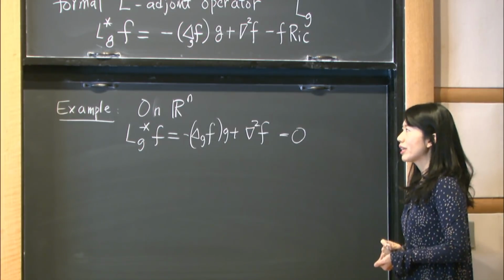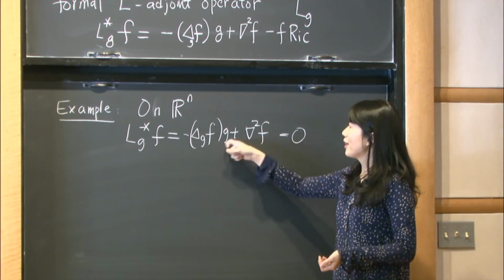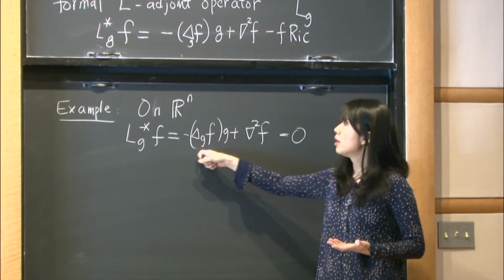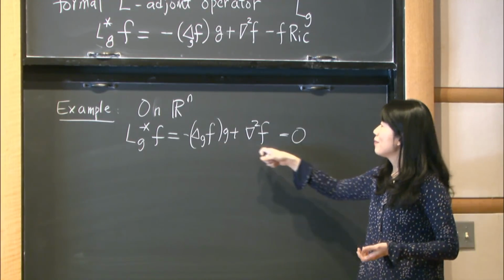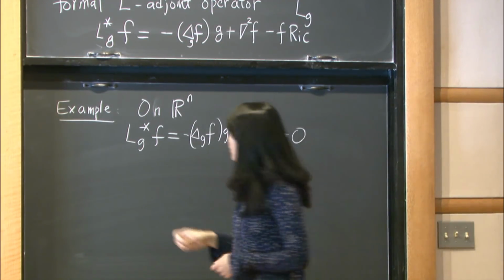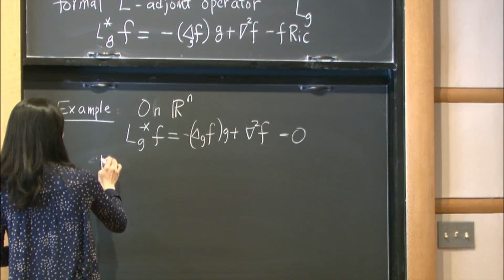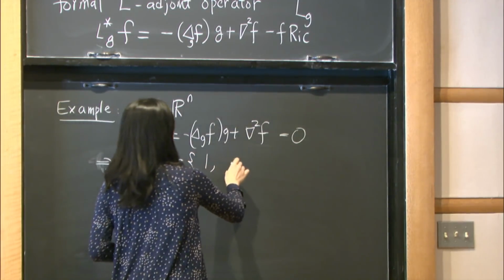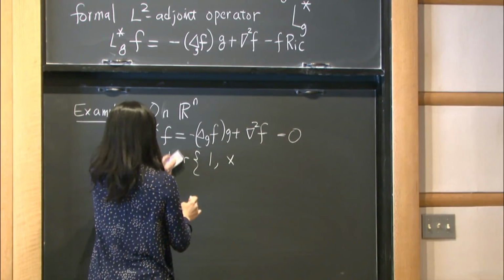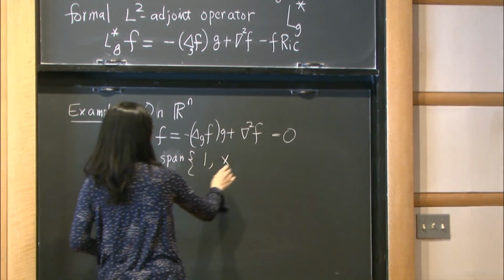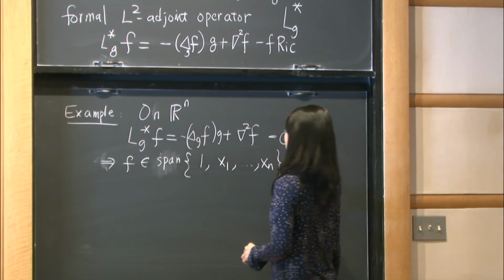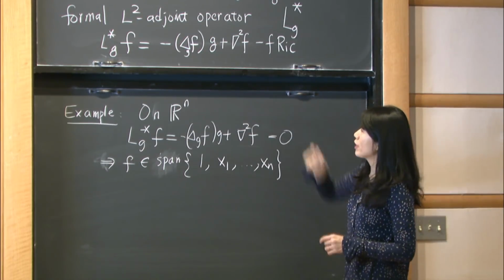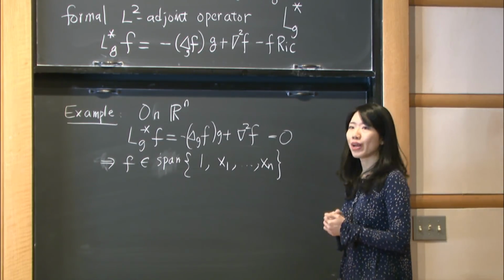So that's how a function can be inside the kernel. But if you take a trace of it, notice the trace will give you some multiple of the Laplacian, which has to be 0. So it has to be a harmonic function. But even stronger, you plug it back in, that means the Hessian of the function has to be 0. So the only possibility is it can only be a constant function or a linear function. Okay. So in fact, this is a general phenomenon. The kernel of this adjoint operator can have at most n+1 dimensions.